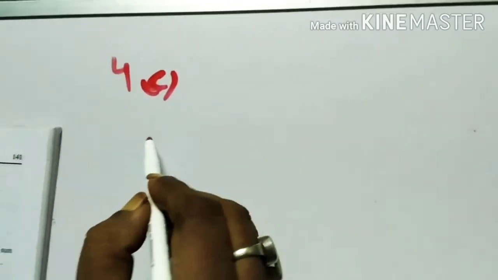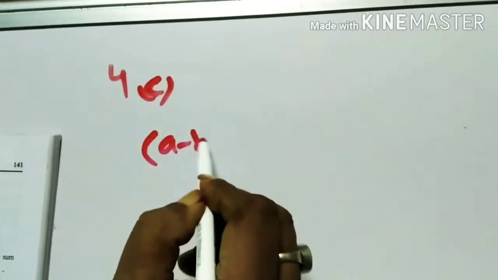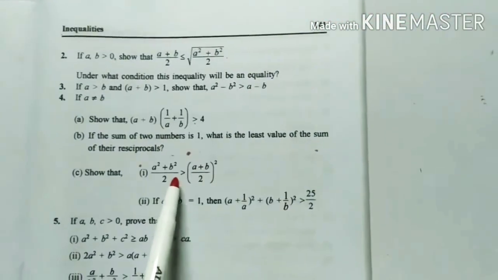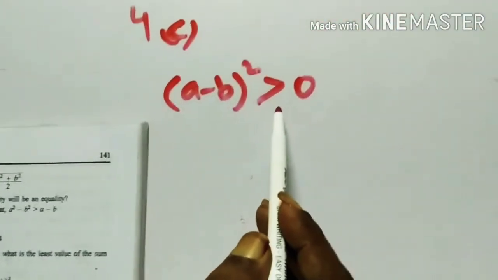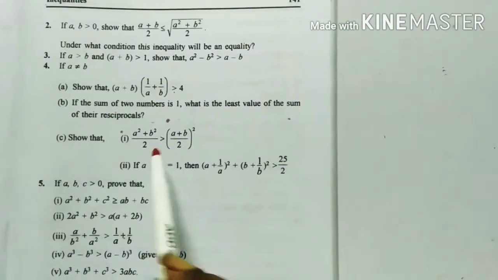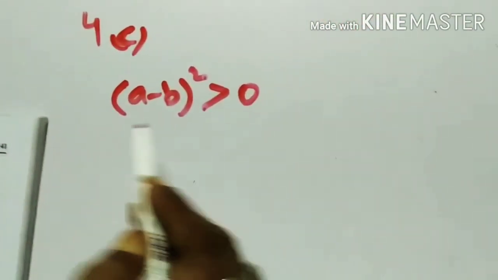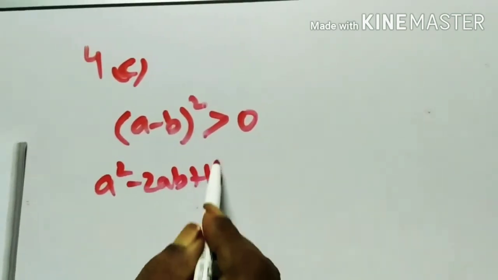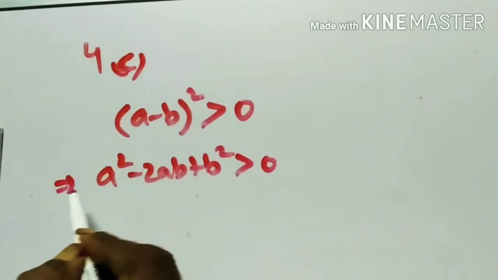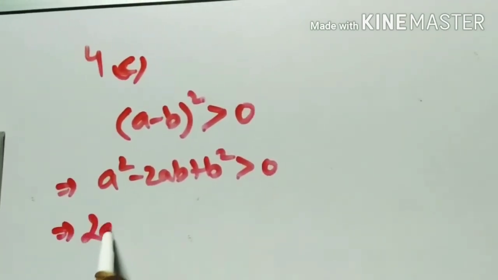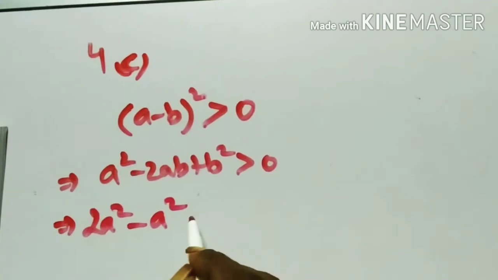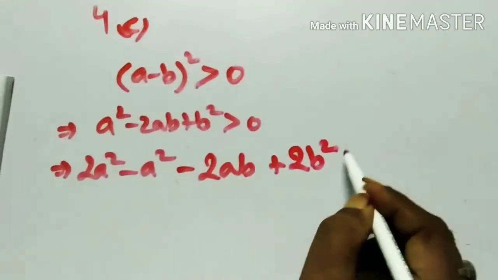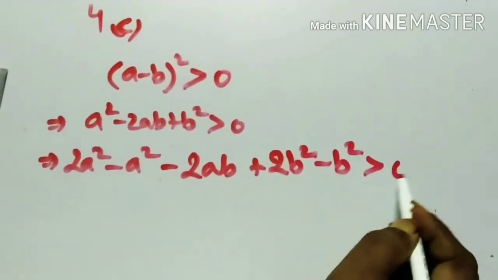First of all, we know that (a − b)² is greater than 0. Since it is given greater, I have taken greater. If it was greater than or equal to, then I would have taken greater than or equal to. Now, a² − 2ab + b² is greater than 0. Now, instead of a², I am going to write 2a² − a², −2ab, and instead of b², I am going to write 2b² − b², greater than 0.